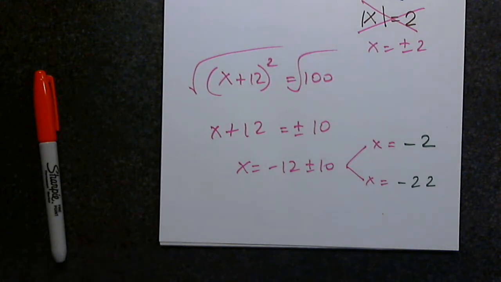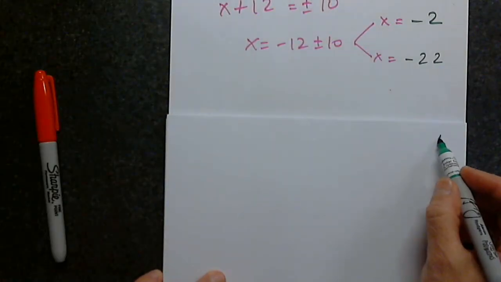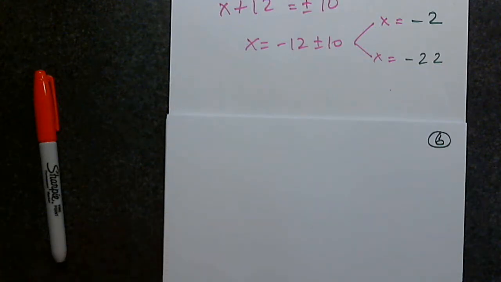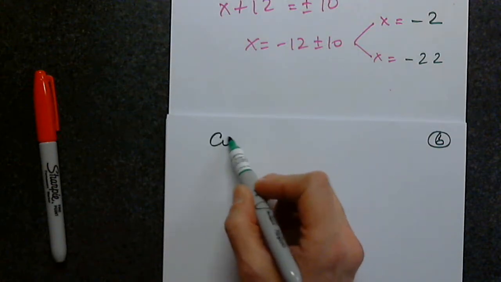Very good. So now here's the third method. So that's the answer, right? x equals negative 2 and x equals negative 22, plus or minus both of them. That's the answer. Correct. So let's look at completing the square.